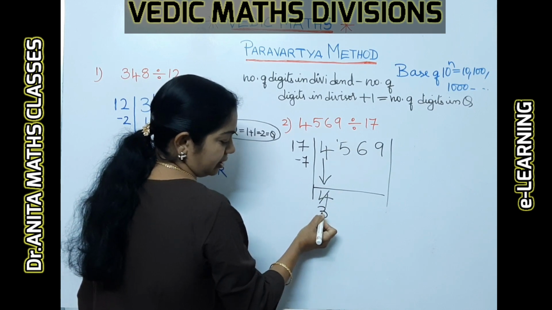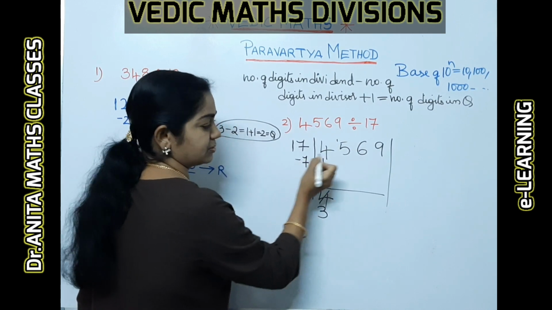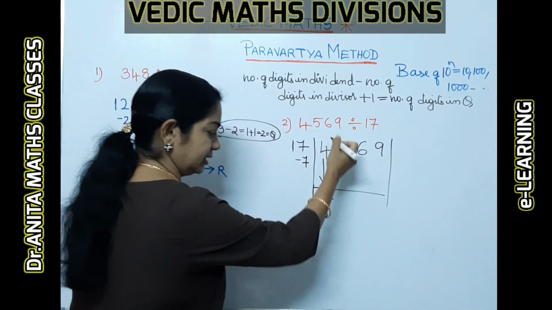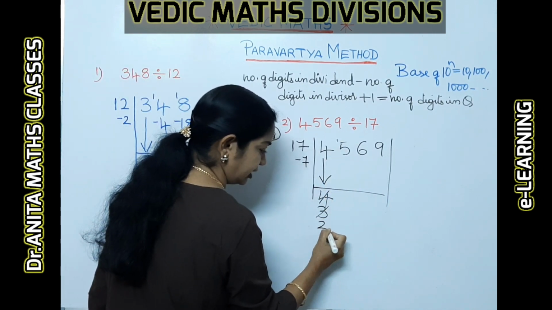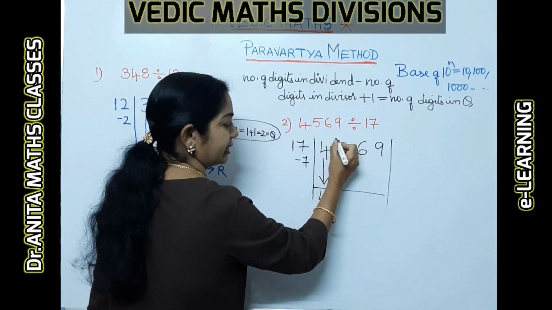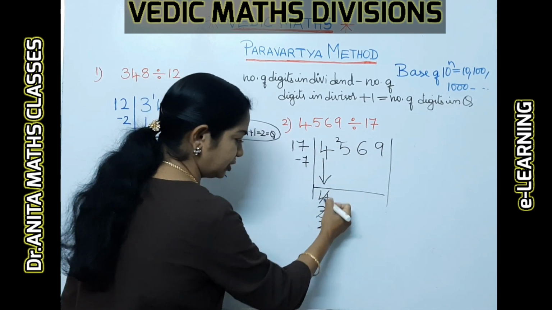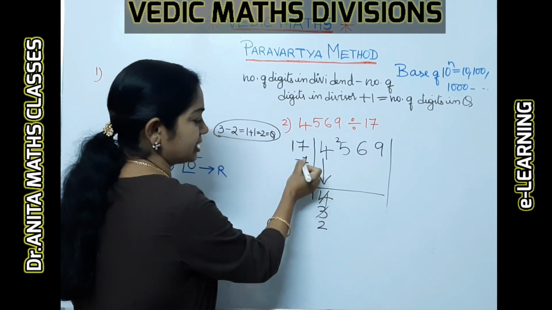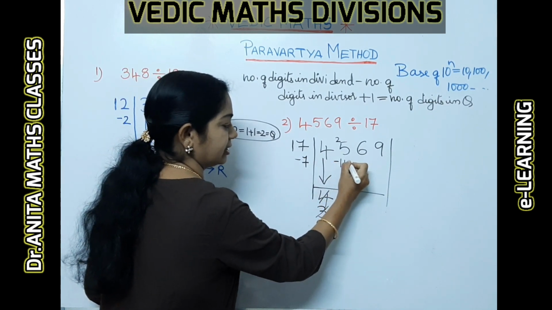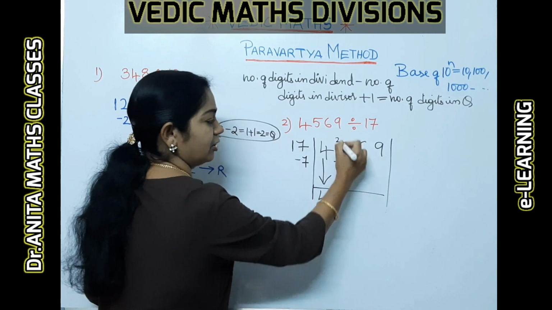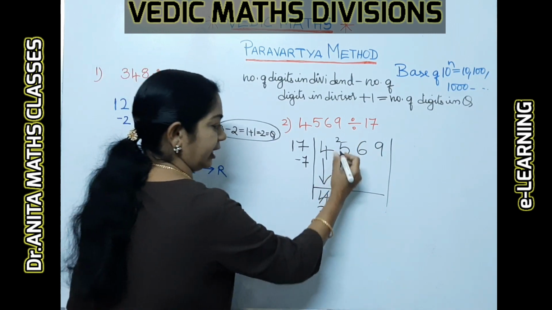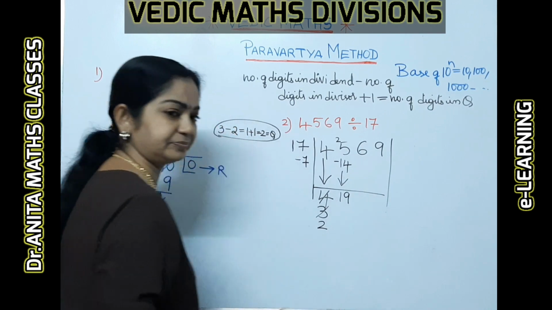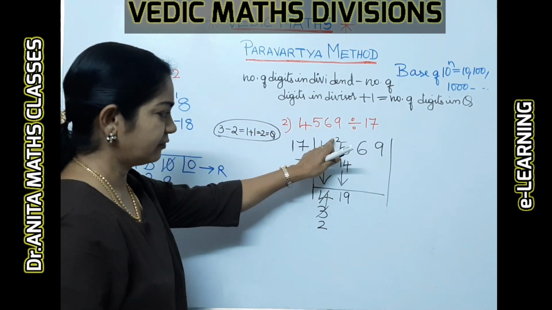So 3 into 7 is 21. Again, 21 from 15, not possible. Again decrease 1. When you are decreasing 1, you have to place another 2. So 2 times you are decreasing. So 2. Right. Now let's see. 2 sevens are 14, minus 14. This is possible, isn't it? So from 25, if you take 14, you get 11.